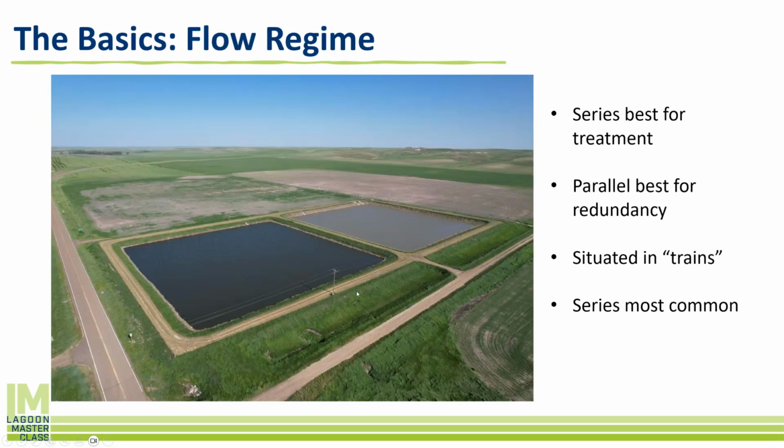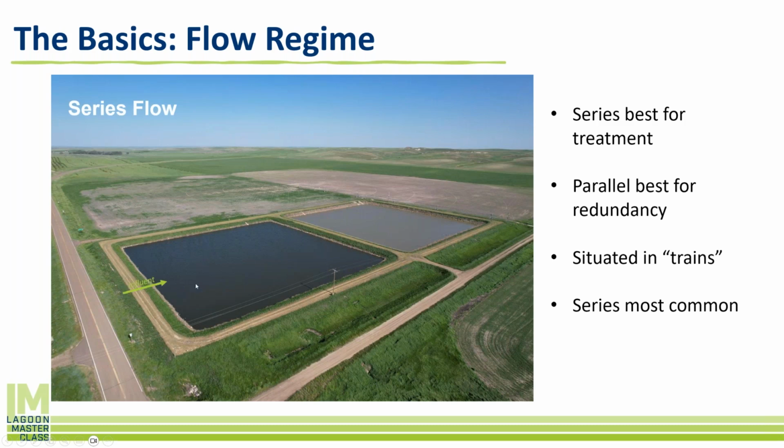Okay, so let's talk about flow regime. I mentioned this earlier. The two main ones that we see with wastewater lagoon systems are series and parallel. So what do I mean by that? Let's say this is your average lagoon system here. We have 2 cells, and this can be operated in 2 different ways. I'll talk about series first.